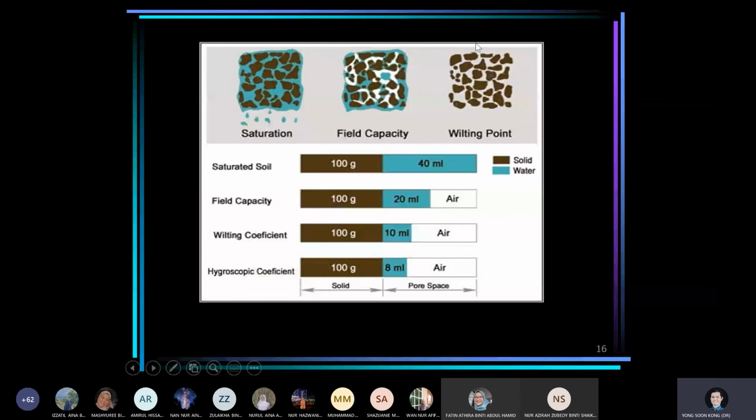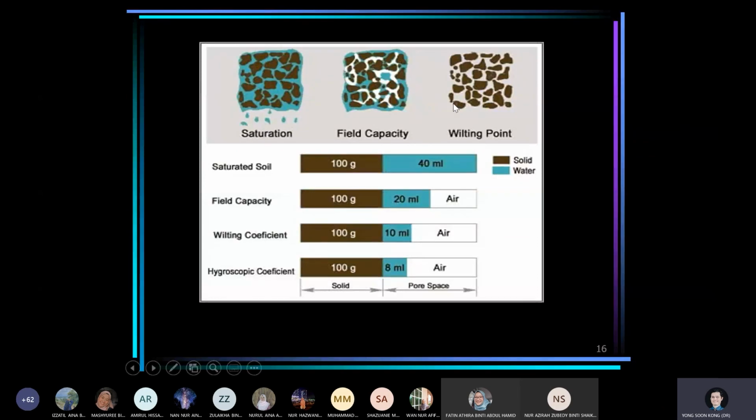Now what about wilting point? Wilting point is the point where the plant starts to wilt. That means plants cannot absorb water. So I think I've told you earlier, which type of water can be absorbed by plants? Cohesion water, remember? If the plant starts to wilt at wilting point, that means this condition may have very minimal content of cohesion water. Don't mention gravitational water.